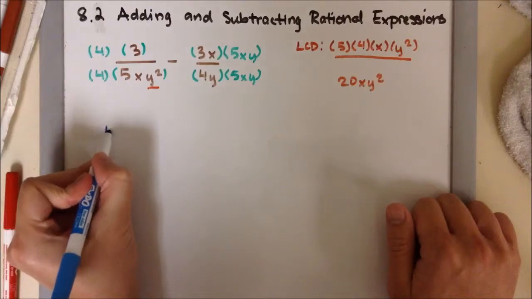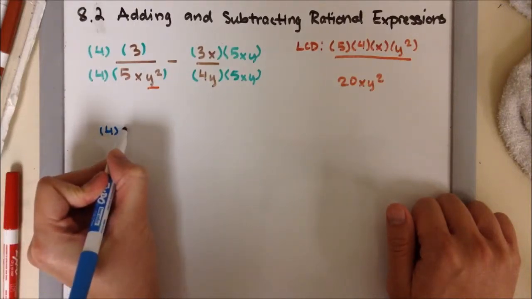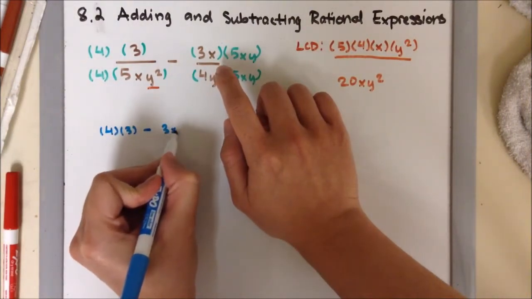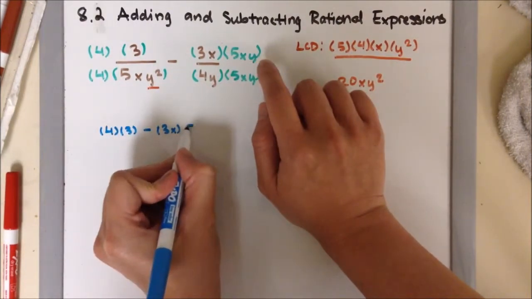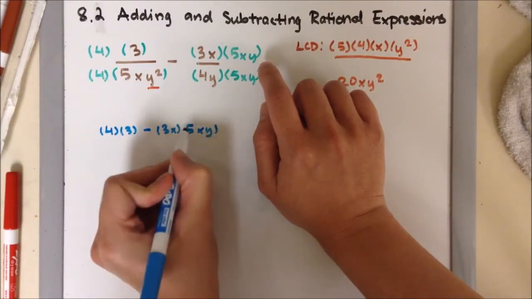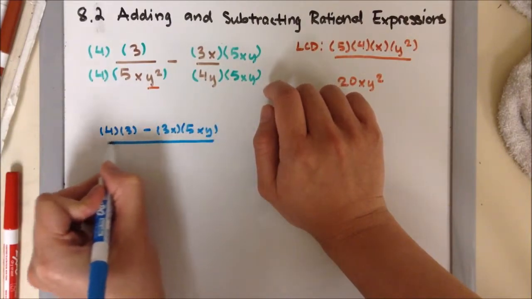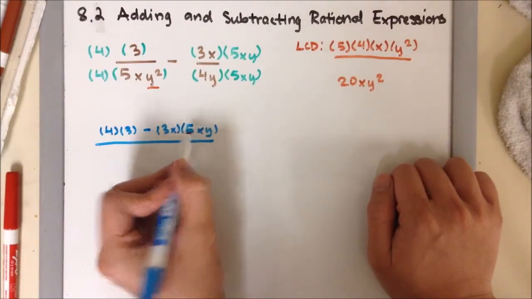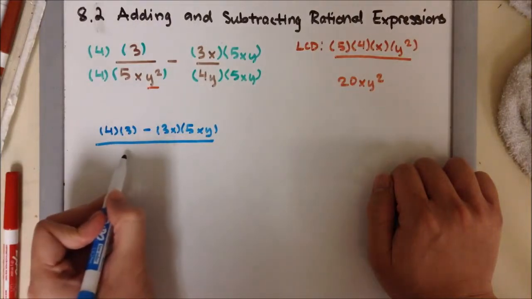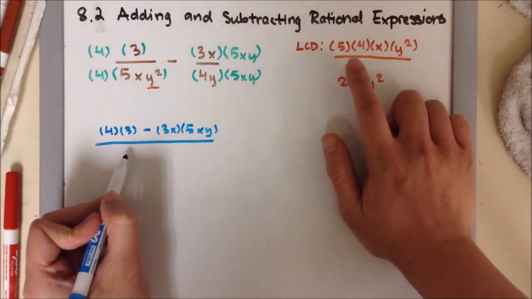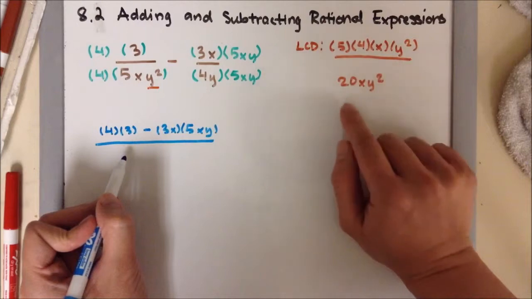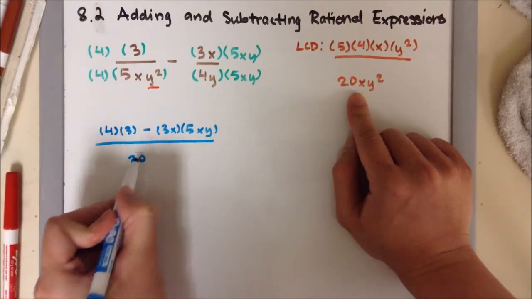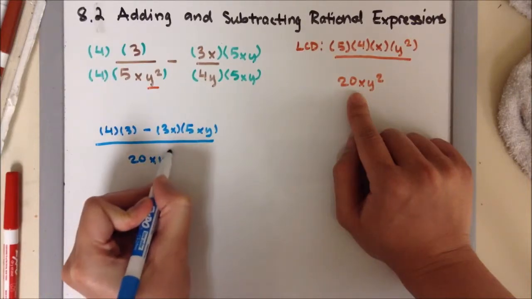So it's going to be 4 times 3, minus my 3x in parentheses, times 5xy. Since we're doing subtraction, you gotta be extra careful when we're distributing to the terms that you have here. And then my LCD. So you can write 5yxy squared, but I'm just gonna write it in its final form. So 20xy squared.